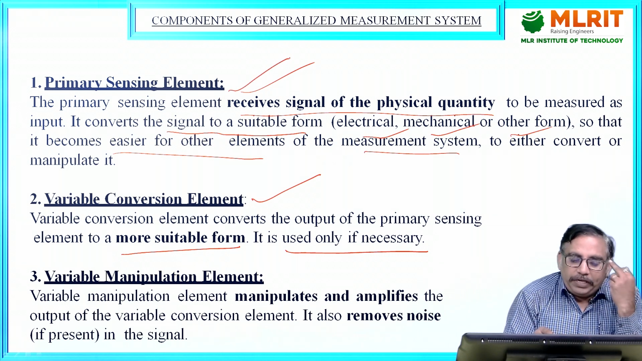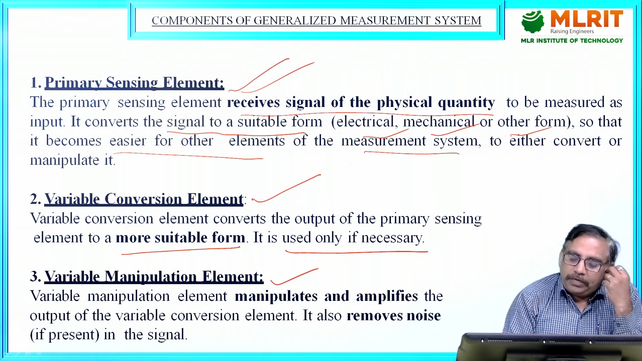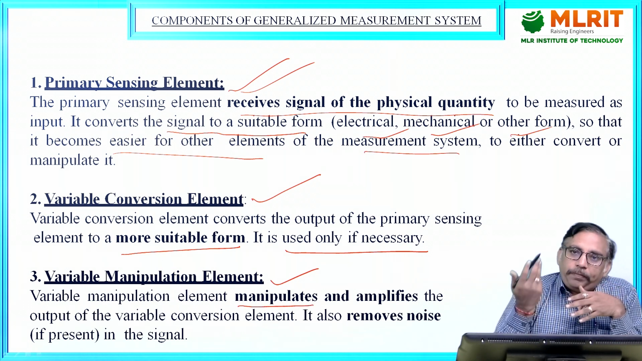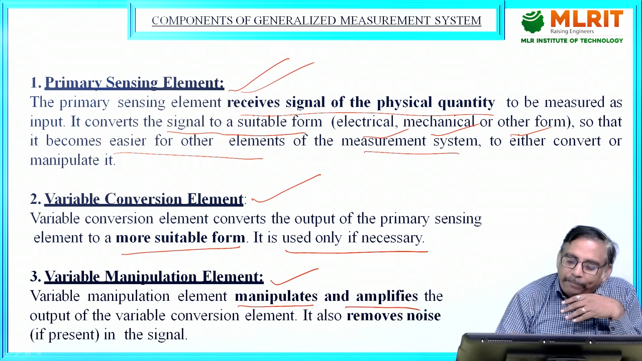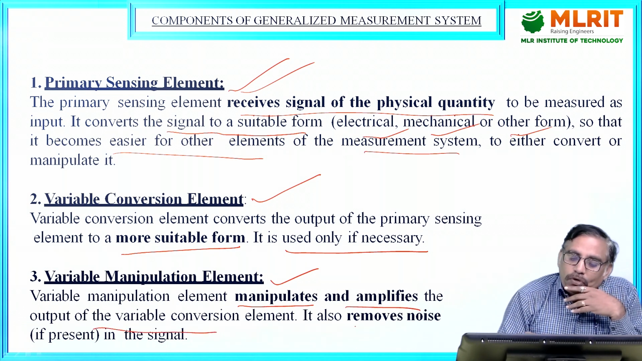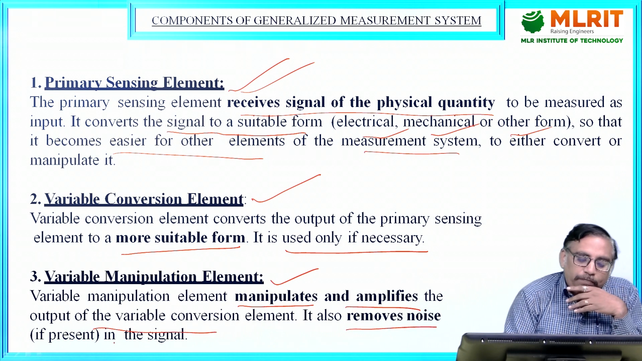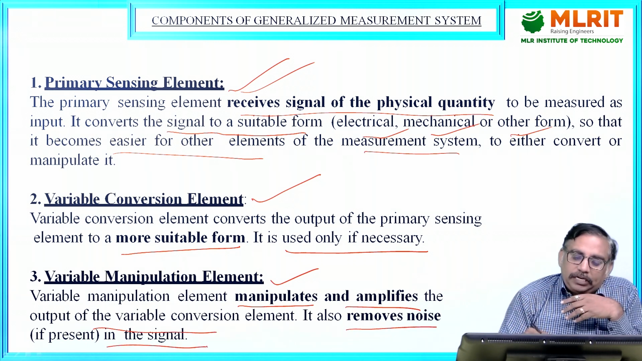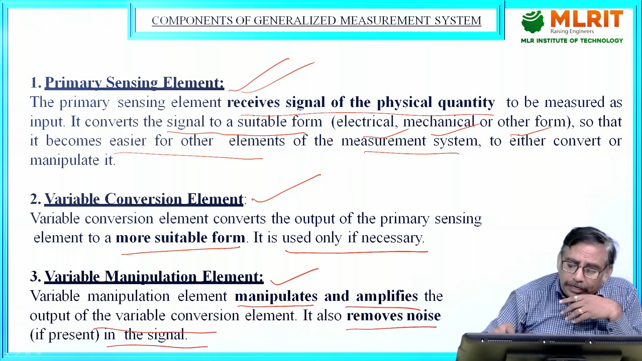So coming to the variable manipulation element, it manipulates, that is, it changes. It may either increase or decrease, and also amplify the output of the variable conversion, and it also removes the noise if present. If there is any disturbance in sending any signals, it can be reduced here.